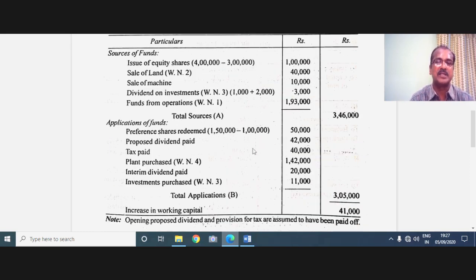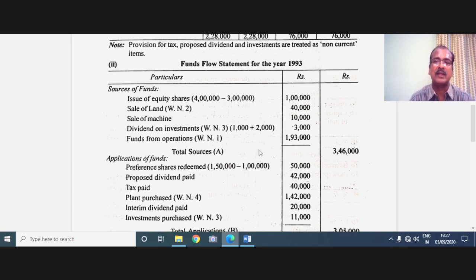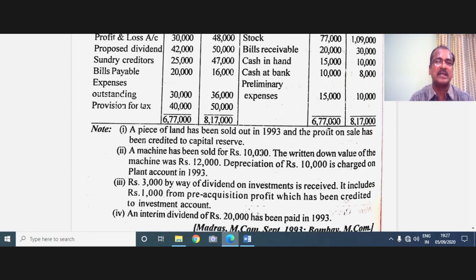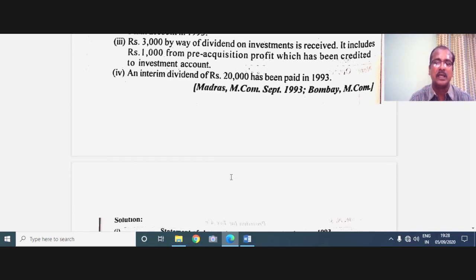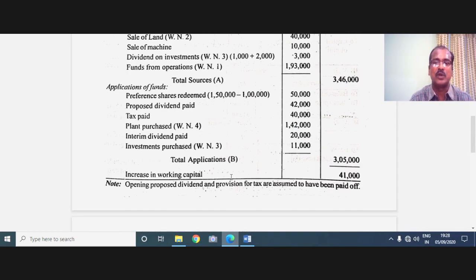Now let's get into the application of funds. We found a reduction of 50,000 rupees in the value of preference shares, which is nothing but redemption of preference shares, 50,000. Here there is no premium on redemption. Proposed dividend paid: this is a dividend proposed last year, in 1992, that should have been paid within this year, and that is the 42,000. The provision for tax of last year, 40,000, should have been paid this year, and that is the 40,000 tax paid.